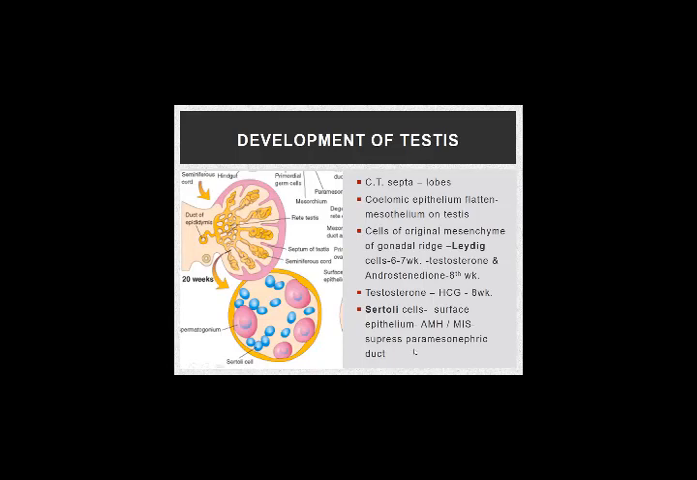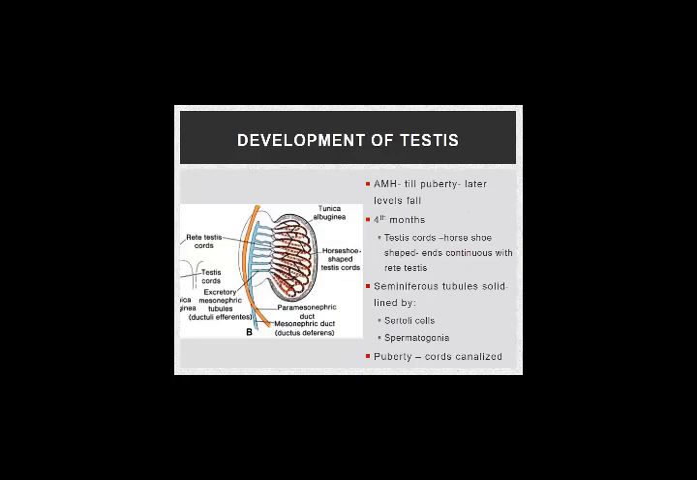It is called Mullerian because the paramesonephric duct, from which the female genital tract develops, used to also be called the Mullerian duct. So to suppress the paramesonephric duct, this hormone, anti-Mullerian hormone, is produced, and this hormone is produced only in the intrauterine life. It continues until puberty, after which it regresses, because by then the male genital tract is fully developed. Okay?